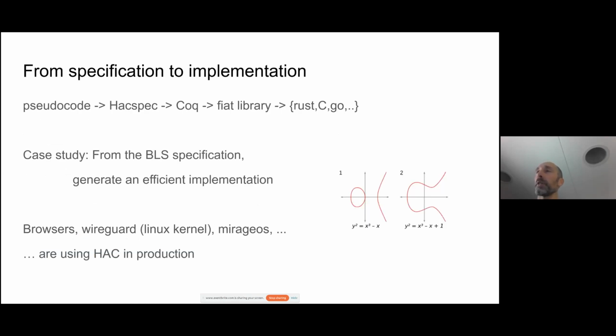So here's the whole pipeline. You start from a bit of pseudocode in your internet standard, then you translate this by hand into Hacspec. So that's a fairly straightforward programming exercise. Then we can go from Hacspec to one of its backends, and we choose Coq for this one. And then we use the Fiat library to combine with Bedrock to actually generate Rust, but we could also generate C or Go. And we've done this for the BLS curve, part of the elliptic curve cryptography, to generate an efficient implementation.